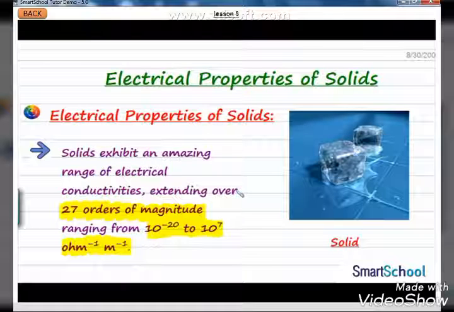So solids exhibit an amazing range of electrical conductivities, and these electrical conductivities extend over 27 orders of magnitude, that is ranging from 10 to the power minus 20 to 10 to the power 7 ohm raised to power minus 1 meter minus 1. Here in the picture we can see a solid.